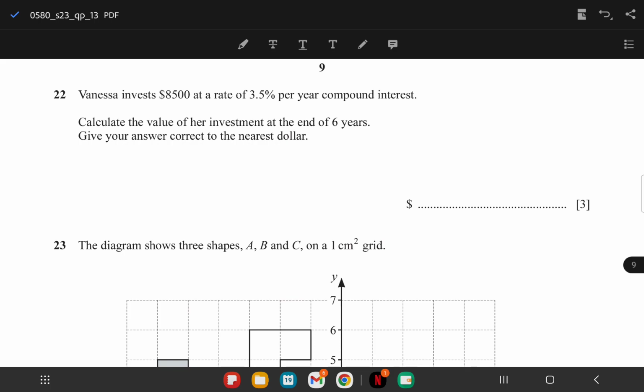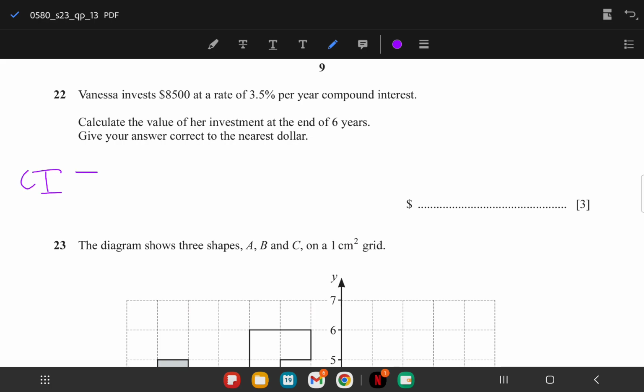Vanessa invests 8,500 at a rate of 3.5% per year compound interest. Find the value of the investment at the end of the 6 years and give your answer to the nearest dollar. Now for this one, I don't have my scientific calculator, but I'm going to give you all the steps and then you just have to punch in for the final answer.